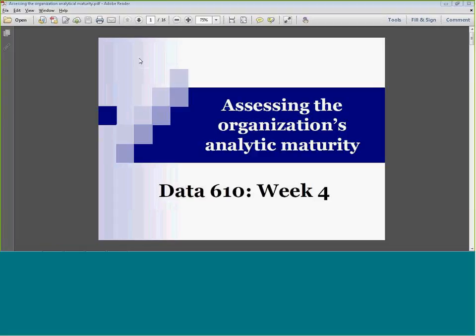Okay? All right, well, this week I want to talk a little bit about assessing the organization's analytic maturity. I think I've said this before, but I'm a huge believer over many years of experience that what gets measured gets changed. What gets measured gets changed.